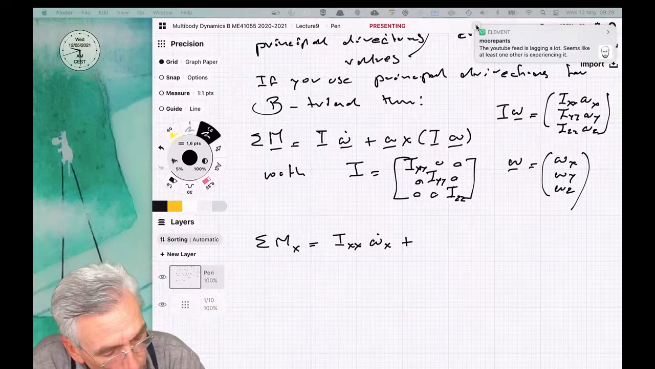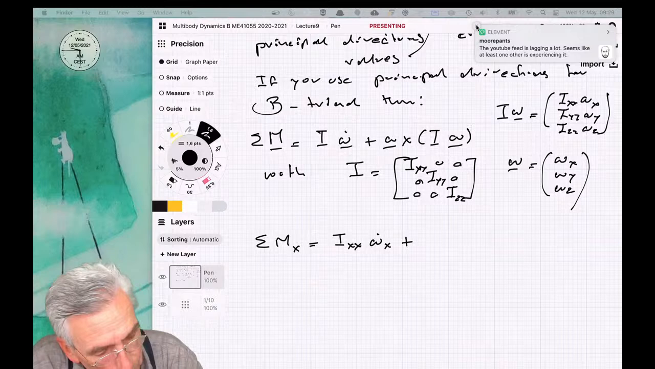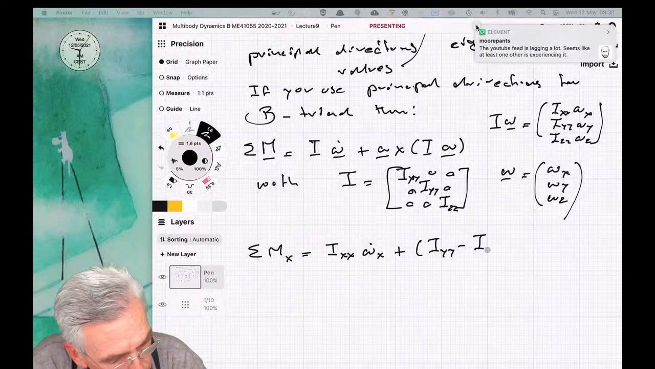And then when you do the multiplication, it's really fun when you do the cross product, because the first one is the omega z times this, minus the omega y times this guy. And then what do you get? Then you get Iyy minus Izz, because the two omegas are the same, omega y, omega z.